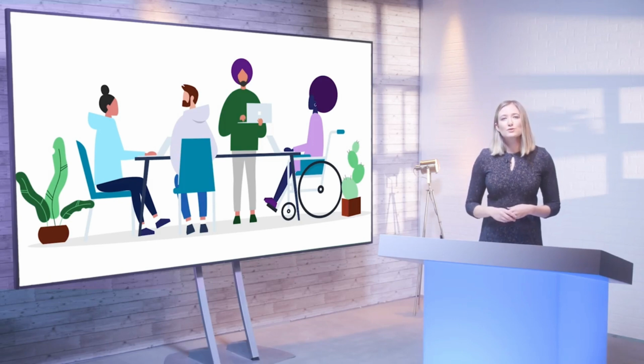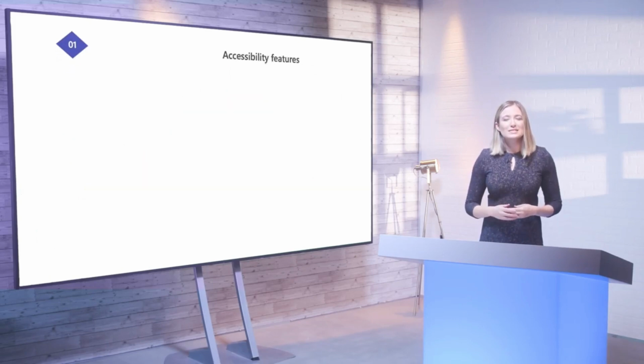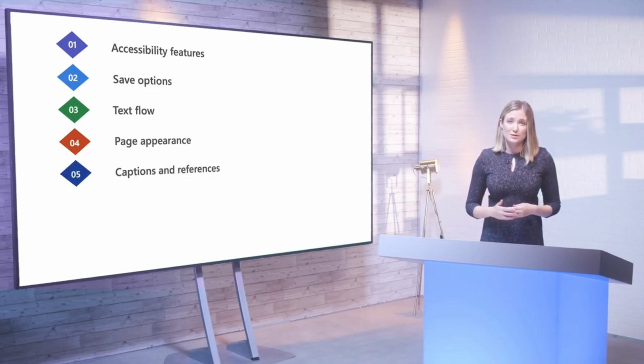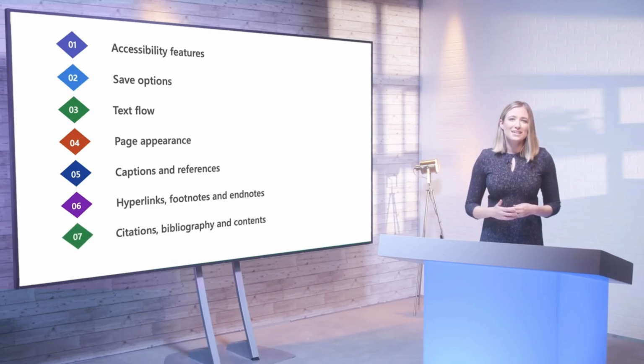In this module, you'll explore how to use the accessibility features, set save options, control text flow, control page appearance, add captions and references to a document, add hyperlinks, footnotes, and endnotes, and add citations, bibliographies, and tables of contents.